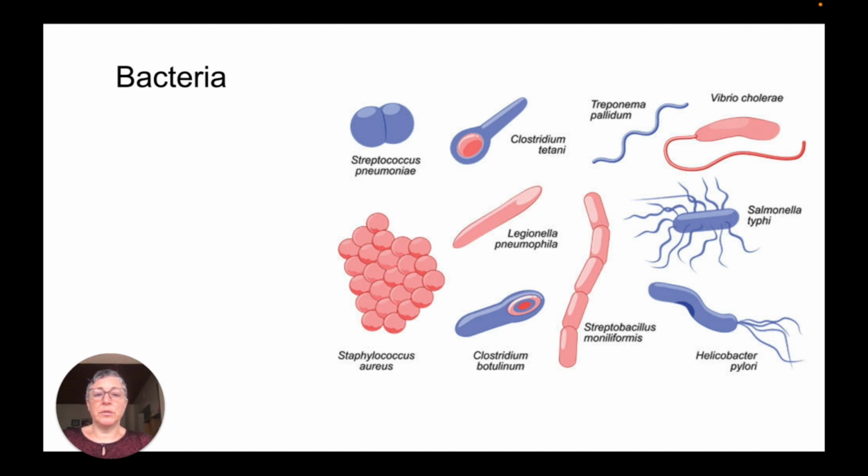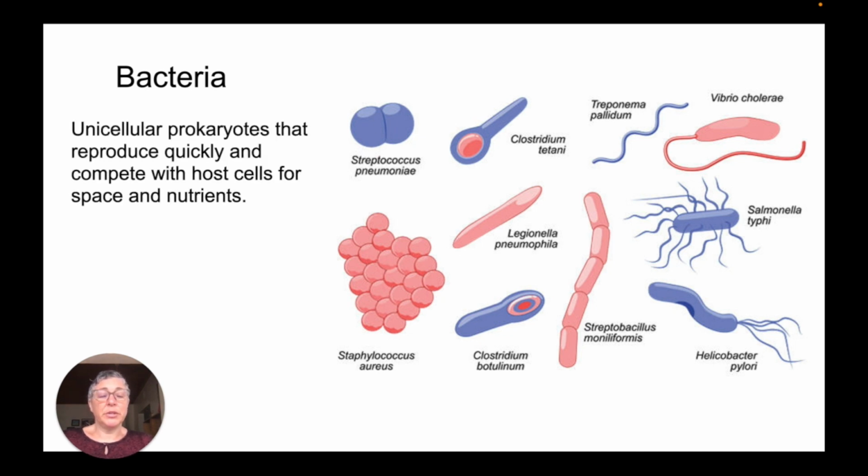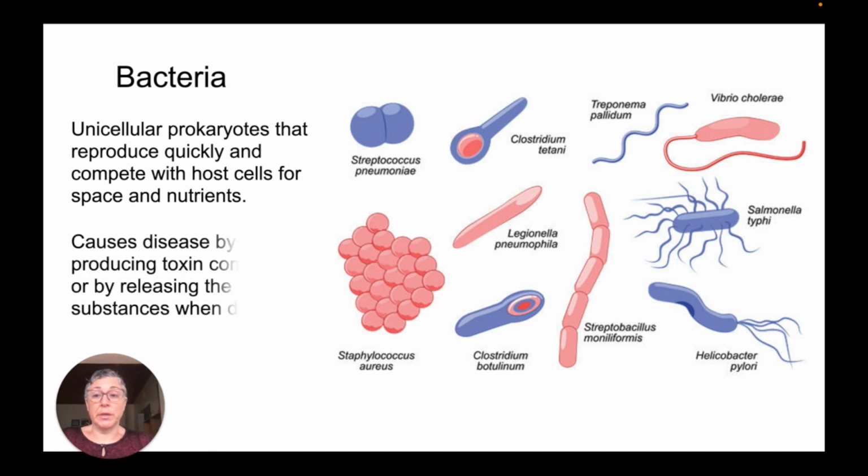So the first one that you need to know about are bacteria, and bacteria have numerous different types of species. But basically bacteria are all unicellular organisms. They're prokaryotes. That means that they do not have a membrane-bound nucleus. And these types of organisms tend to reproduce very quickly. Basically what they're doing is they're going to compete with the host cell for nutrients. So if the bacteria gets all the nutrients, then the host cell will die.